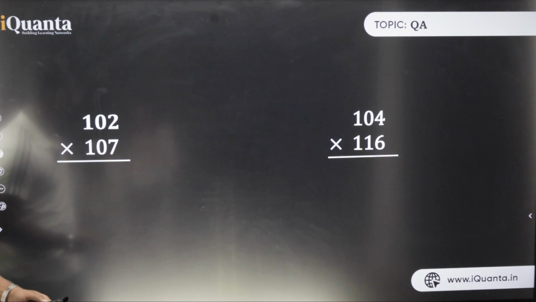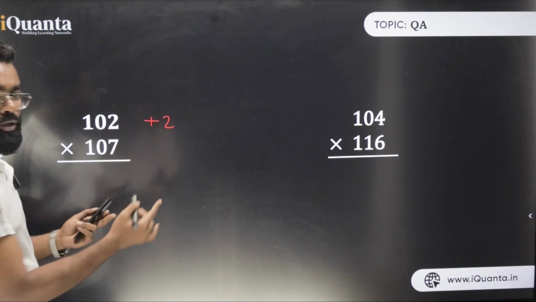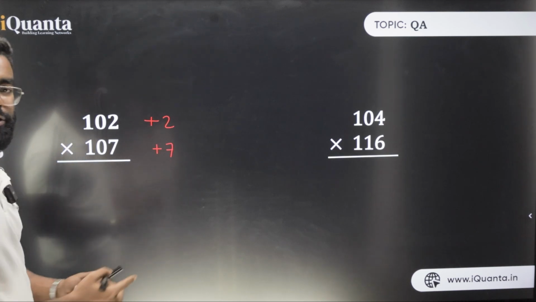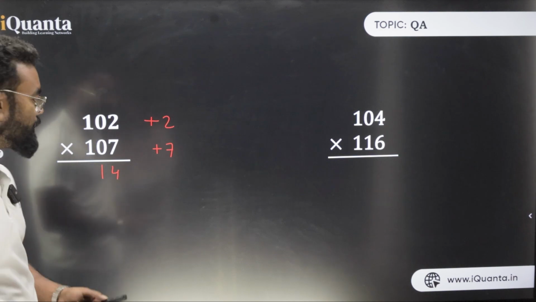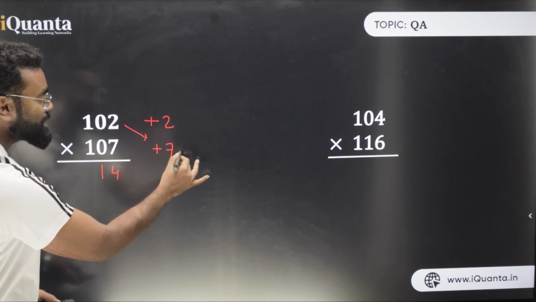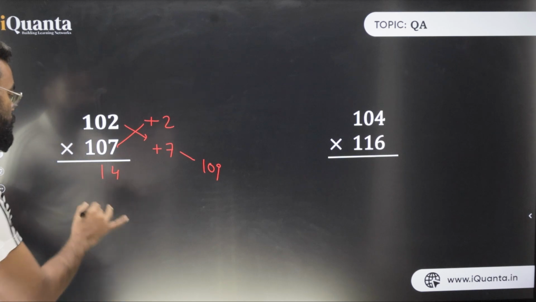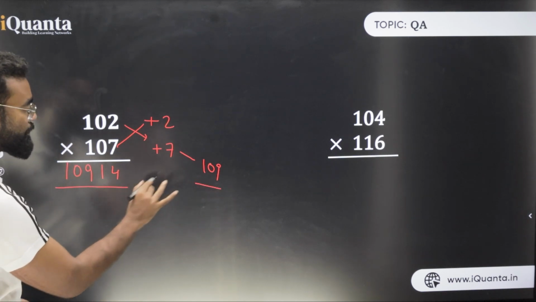So it is 102 into 107. Now how much more is it? 102 is 2 more than 100, and 107 is 7 more than 100, right? So what is 2 into 7? 14. So write down 14 here. So 2 into 7 is 14, and 102 plus 7, how much is it? That gives you 109. Or you can do the same as 107 plus 2 also. Write down this 109 here. So it becomes 10914.